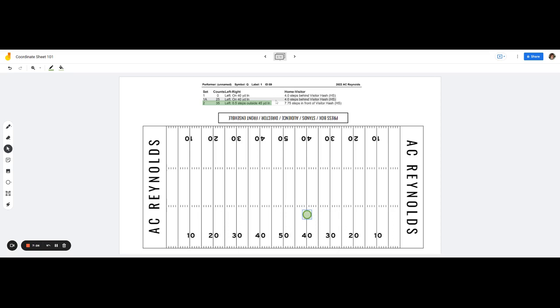Okay. Now for set number 2, I need to go on the left side, which is over here, half of a step outside the 45-yard line. Okay, so the 45-yard line is here, and I actually need to be half of a step outside of that yard line. So I'm going to go half a step. Okay, so my left to right is there.